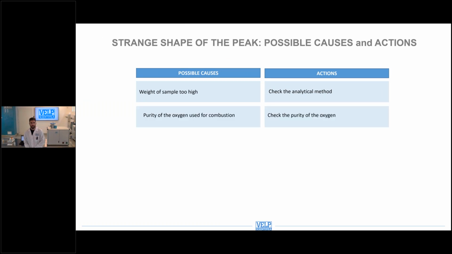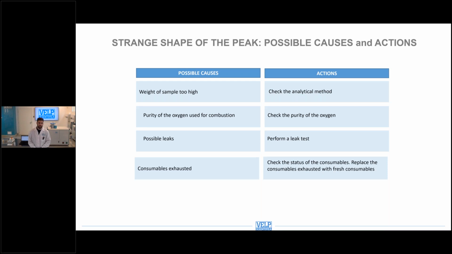Okay, the second cause could be that the purity of oxygen used for combustion is not as required, so not 5.0 purity degree. Again, you can check the purity as I showed you before in system analysis condition. Again, check if any leak is present inside the system.